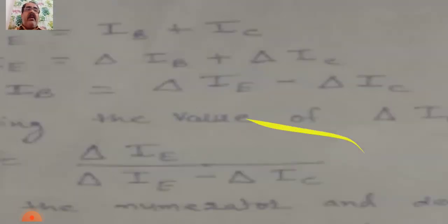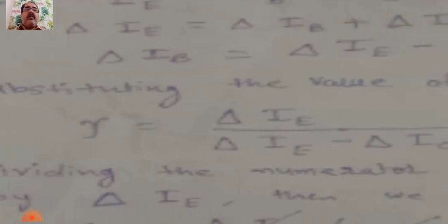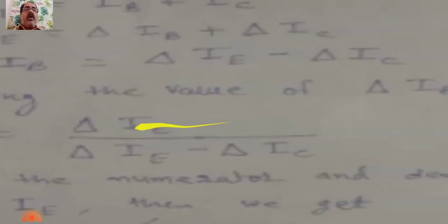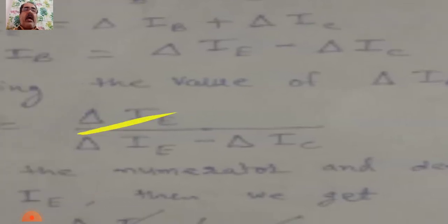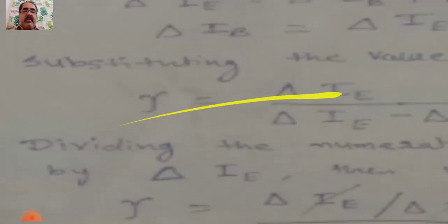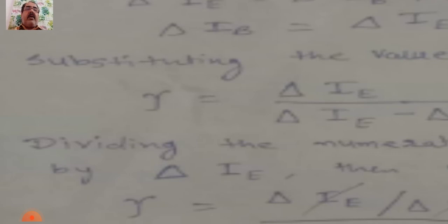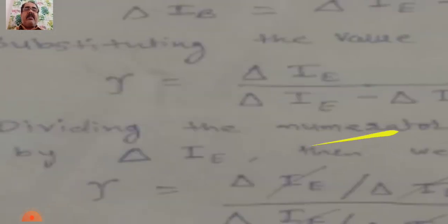Then we have to consider delta IE is equal to delta IB plus delta IC. Then delta IB is equal to delta IE minus delta IC. Now substituting the value of delta IB in the above equation, the amplification factor is equal to delta IE upon delta IE minus delta IC.